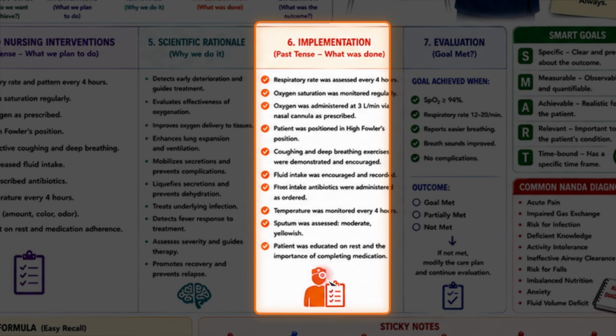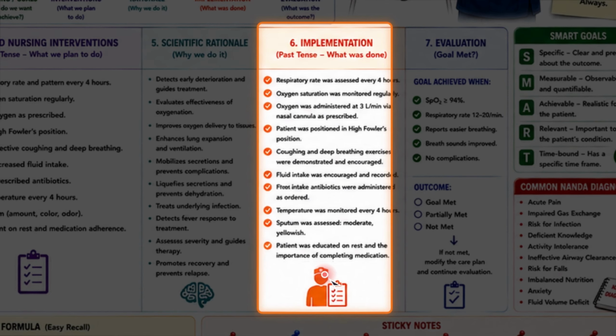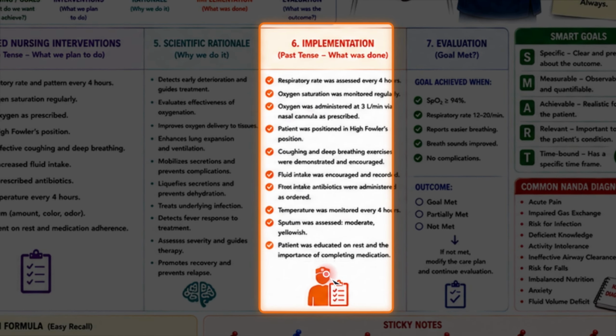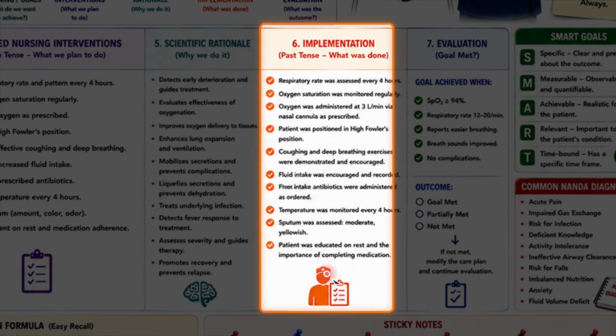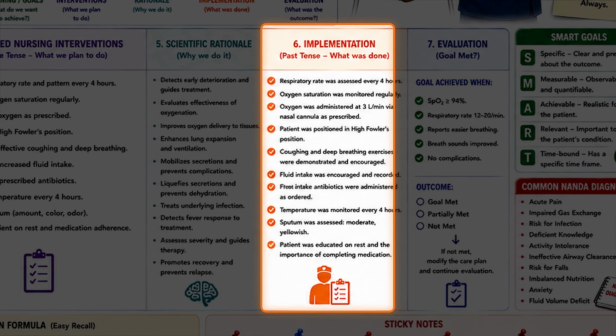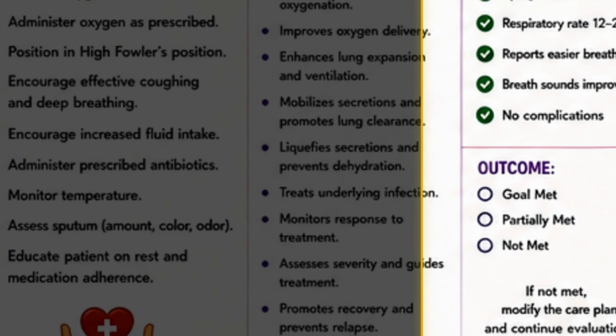Temperature was monitored every 4 hours. Sputum was assessed, noted as moderate in volume and yellowish in color. Patient was educated on rest and the vital importance of completing the full course of prescribed medication. In nursing jurisprudence, accurate past tense documentation provides legal and clinical proof of care delivered. The final step of the care plan process is evaluation.